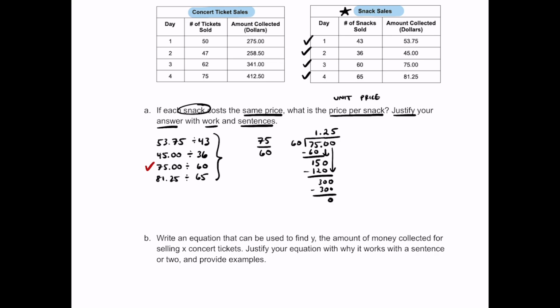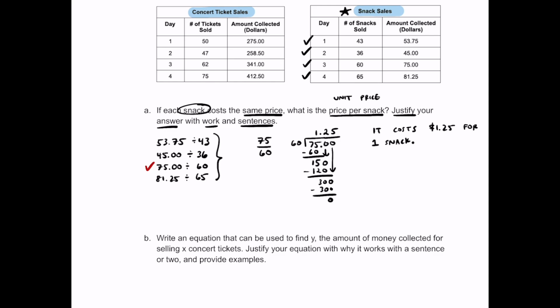So we can say the price, or it's going to cost. I'll just write here, it costs $1.25 for one snack. Let me make that a little more clear. It's a 1. Okay, so we did some work to justify this.